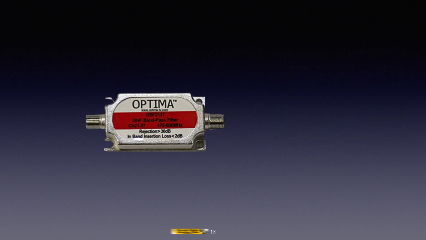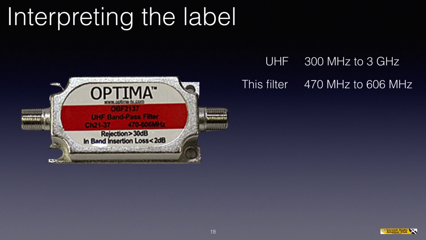And you can interpret the label on this bandpass filter. This filter is UHF, and just to recall that UHF is 300 megahertz to 3 gigahertz, but this filter then is limited to 470 to 606 megahertz, and it says there channel 21 to channel 37. And you'll need to look online to make sure that the channels that it passes are indeed the ones from your local transmitter.